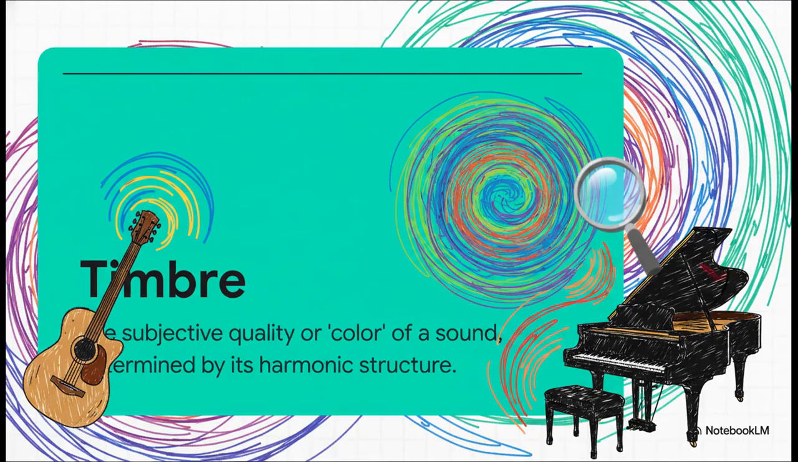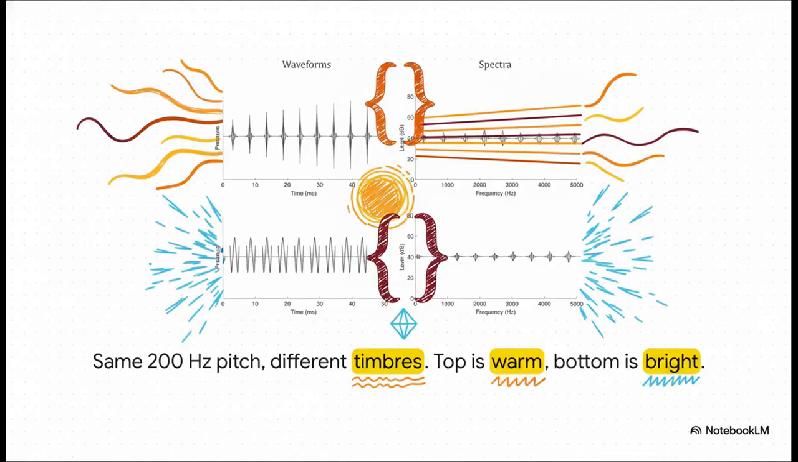So the reason the guitar and the piano sound different playing the same note is that they have a different timbre. This slide nails it. Check it out. Both of these sounds have the exact same pitch, a fundamental frequency of 200 Hz. But their harmonic recipes are completely different. The sound on top has a lot of strong lower harmonics, which makes it sound kind of warm. The one on the bottom, though, has stronger high harmonics, making it sound bright. See? Same note, different recipe, totally different sound. That, right there, is timbre.